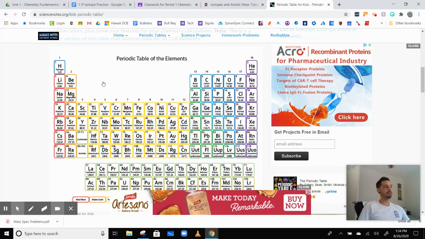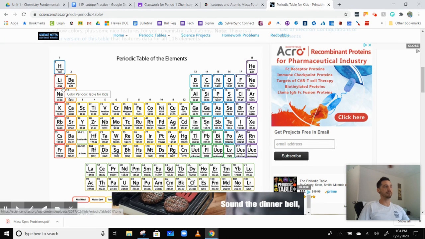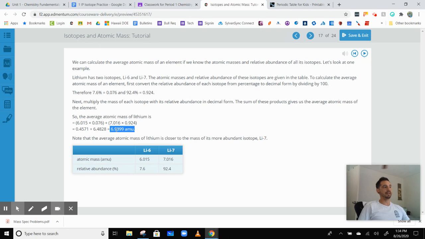So if you look at the periodic table at lithium, you get 6.94, which is about that. And that's where the average atomic mass comes from. It's a weighted average of all the isotopes of that element. All right, and that's how you find the average atomic mass. And because we know that 6.9399 is much closer to lithium-7, even if we were told nothing else besides this average atomic mass, we would know that most of the lithium atoms are lithium-7.